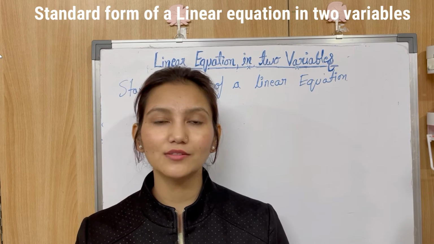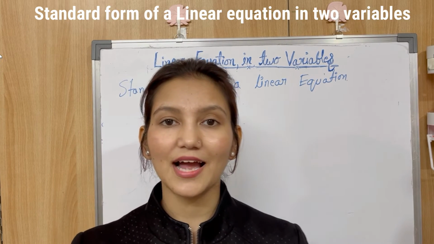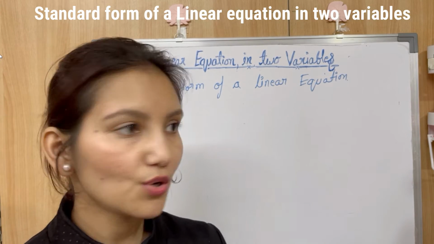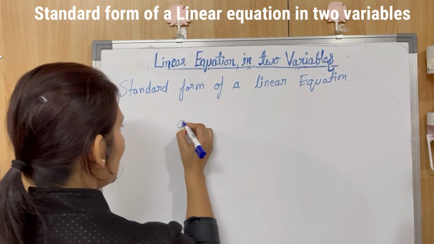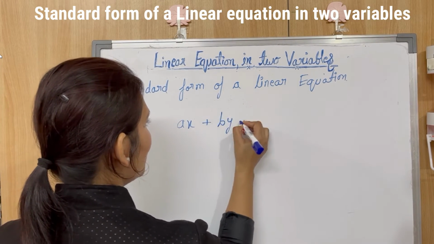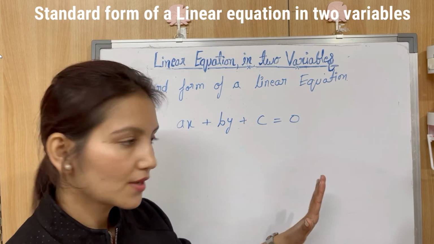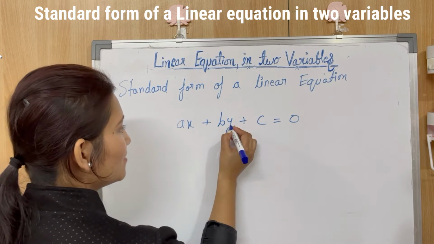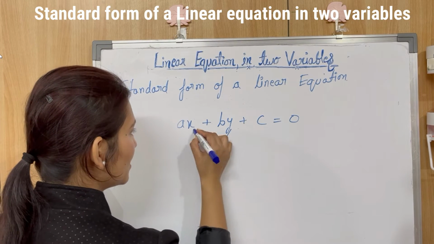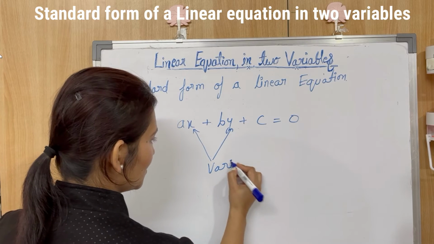Now let's move on to the next topic, the standard form of a linear equation. So ax plus by plus c is equal to 0. So this is the standard form of a linear equation, right, where x and y are variables. These two are variables.